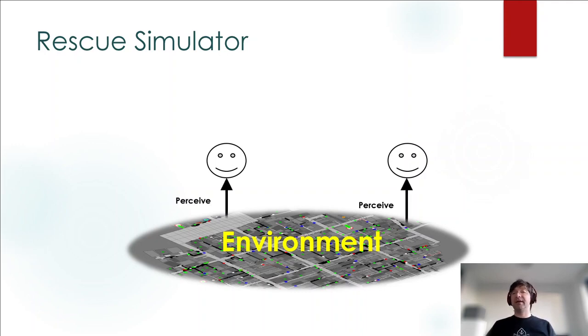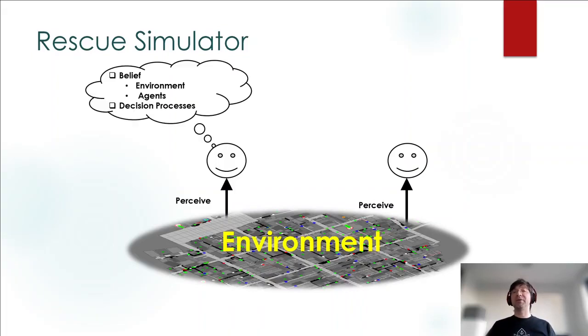These entities can perceive the environment, so they have a range of perception, and they can perceive what is going on in the environment. They can then create some beliefs about the environment and about the other agents or entities that exist in that environment.